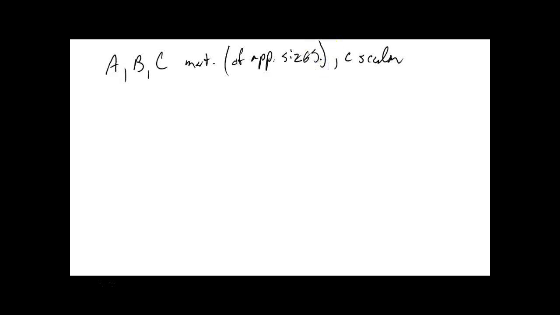So here is this. Now, A, B, and C are all matrices. Now, here's a little problem when you get the multiplication of matrices, with sizes such that the given matrix products are defined. And I'm going to put of appropriate sizes. I hope you realize what I mean by that. I'm not going to write all those words, but you know that the sizes are such that you can do the operations. C is a scalar. Then the following properties are true. First, A times BC is equal to AB times C.